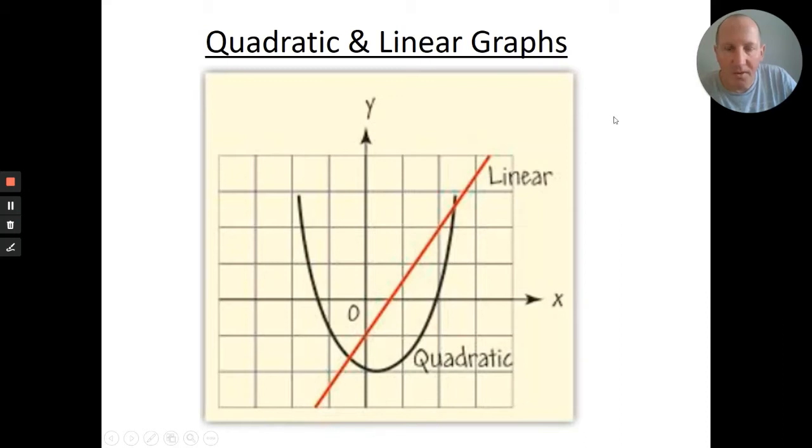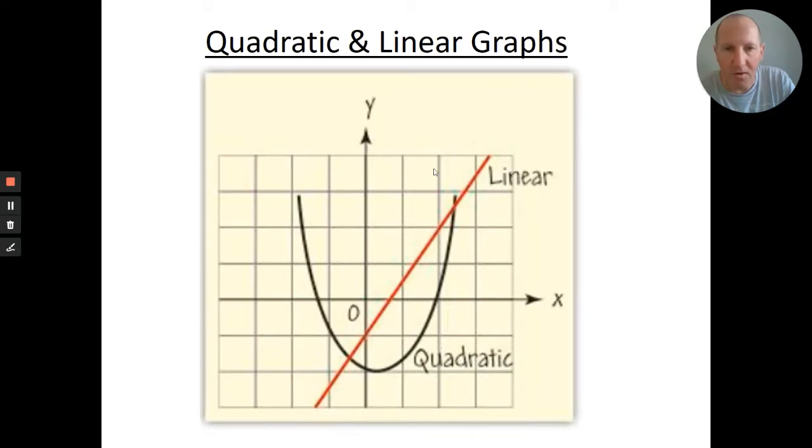This video is designed to cover 14.3s, properties of quadratic graphs. Remember, a quadratic graph is a U-shaped graph. It's because there's x squared on one side of the equation. So y equals 2x squared plus 3x minus 4 would be the example.